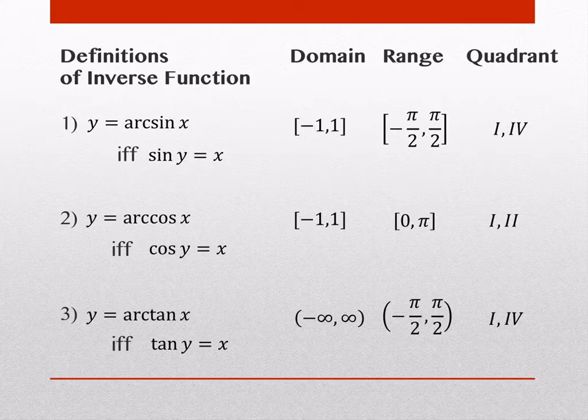Because what happens at pi/2 and -pi/2 for tangent? Asymptotes, right? We can't actually have those values. So that's why we've got the parentheses there instead of the brackets. But we don't have those asymptotes for arc sine, so it's perfectly acceptable to have the endpoints.